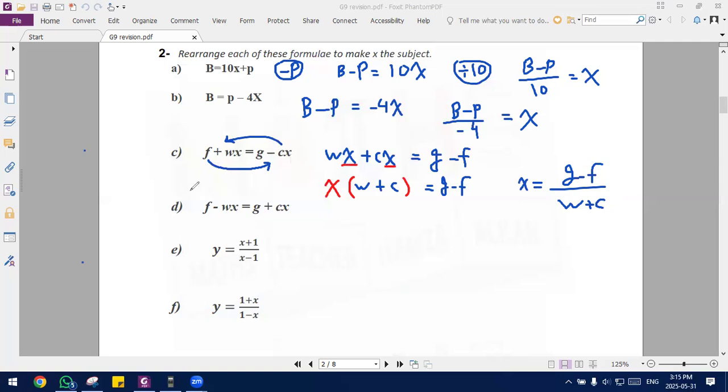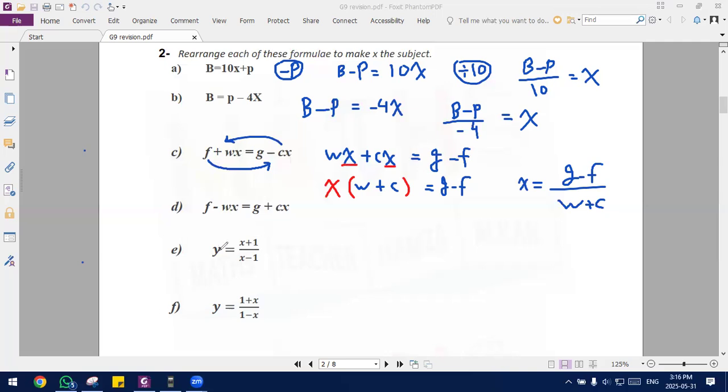Next one, D, the same thing, but you need to take wx there. We don't have to do it. Now here, y equals x plus 1 over x minus 1. Here there's a problem because we have x up and x down.